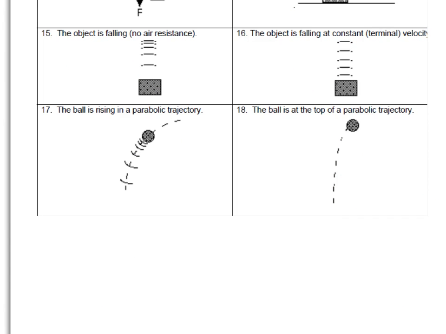All right, last four, really easy. 15, object is falling with no air resistance. There's gravity, and that's it. There's no air resistance, that means there's just gravity.